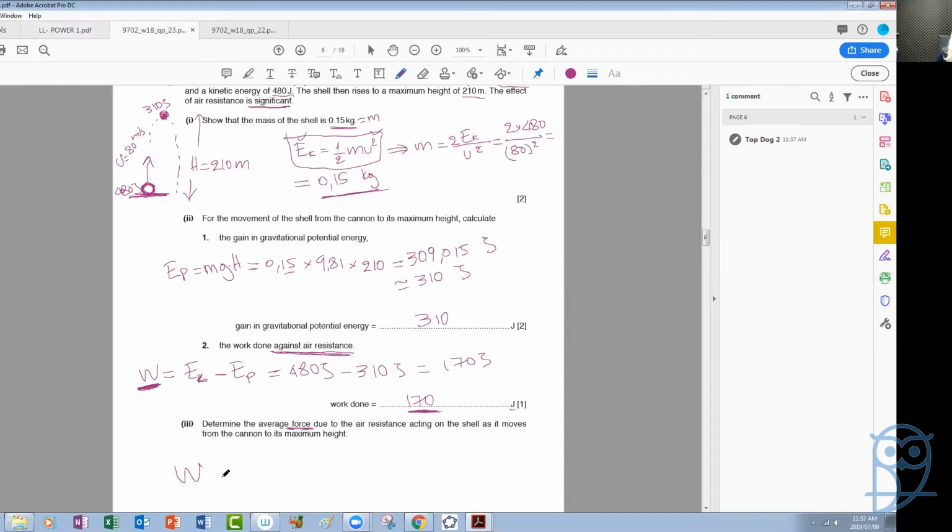Because we know that work generally is force times distance, what distance do we have in this case? We have this height h. We know this work because we just found it, the lost energy. And we know the height. So from these two, we can find the average force of the air resistance. If we solve for this force, it is W, the work done by this force, divided by the height. And this work done is 170 joules, divided by the height, 210 meters.